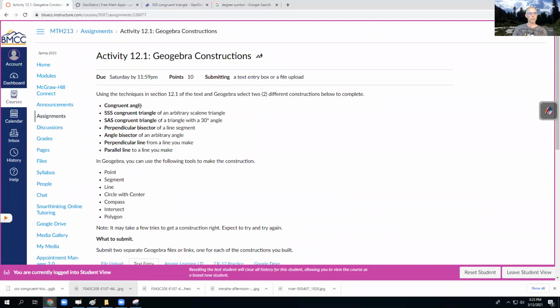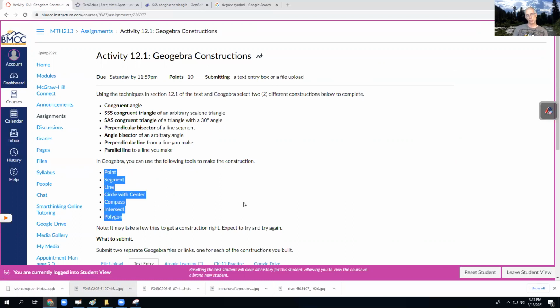So let's see, what do we got? We looked at congruent angle. I did a congruent segment earlier, side, side, side. Let's do the side angle side. So we need a triangle with a 30-degree angle in order to reproduce it. So after that, the construction should only use these tools here.